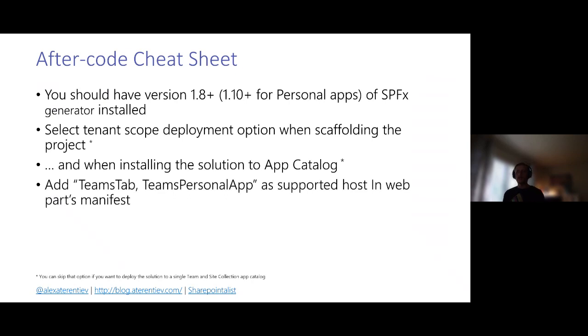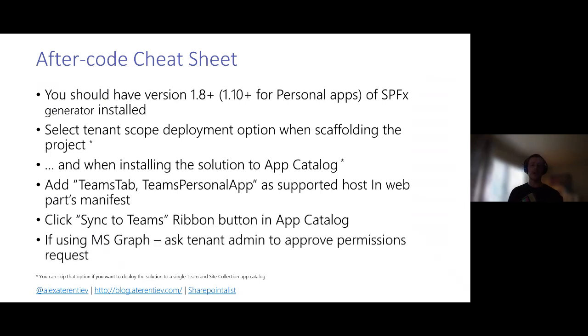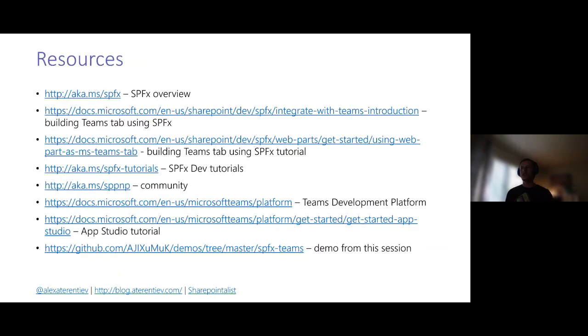You need to add Teams tab and Teams personal app as a supported host in your web part's manifest. You need to click Sync to Teams ribbon button in App Catalog when you deployed it to the App Catalog. And if you're using Microsoft Graph, don't forget to ask your tenant admin to approve permissions request in SharePoint Admin Center.